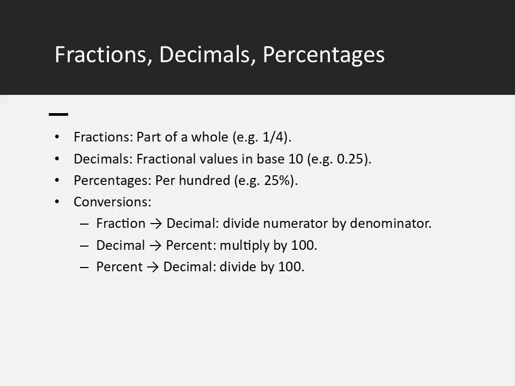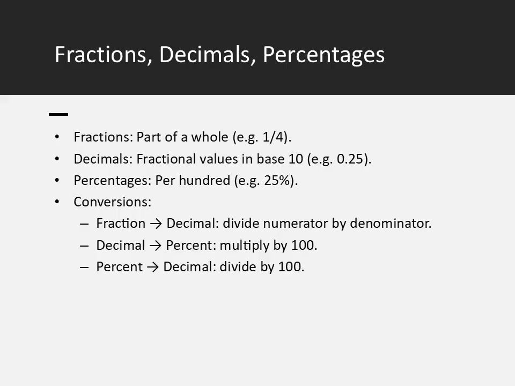Next, fractions, decimals, and percentages. These are different ways to represent parts of a whole. You'll see all of these used in research papers, graphs, and statistics. A fraction like 1/4 is the same as the decimal 0.25 or the percentage 25%. You should feel comfortable converting between them.